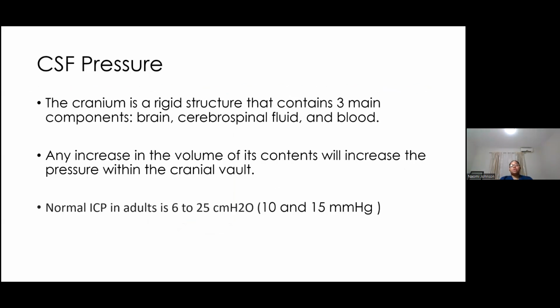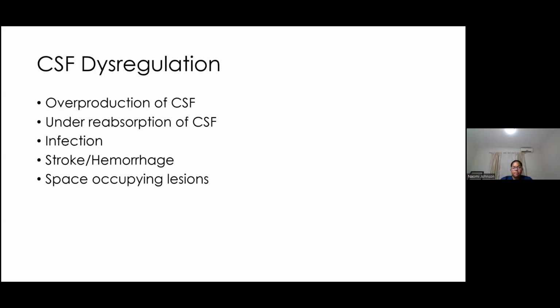So the cranium is a rigid structure that contains the brain, CSF, and blood. Any increase in the volume of any of the contents would increase the pressure of the cranial vault. The normal intracranial pressure of adults is 6 to 25 millimeters of water, or 10 to 15 millimeters of mercury. So without touching on the pathology, any form of CSF dysregulation can cause increased intracranial pressure, such as overproduction of CSF, underreabsorption, infections, trauma, hemorrhage, and space-occupying lesions.